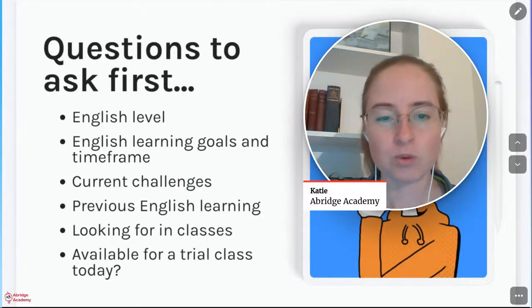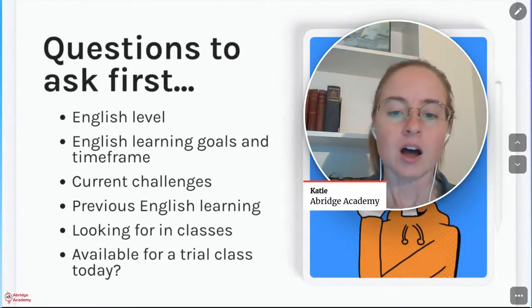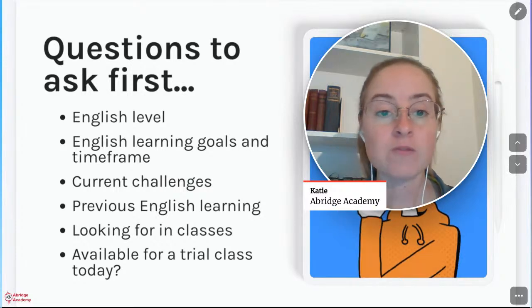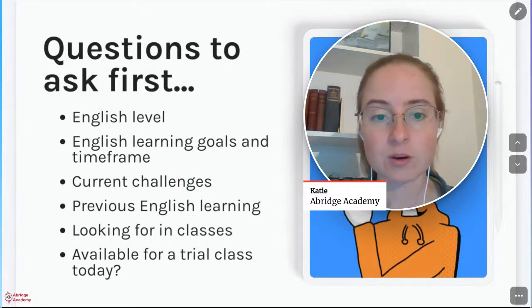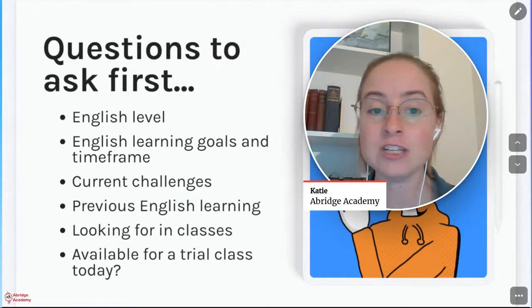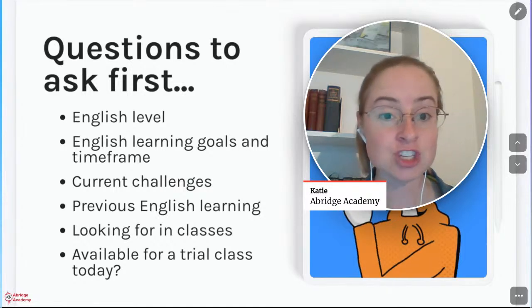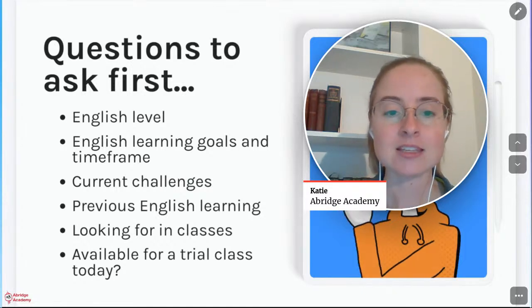Linking into that, I'll ask what they are learning at school, what age they are, what grade level they're at, that kind of thing. I also want to know about their learning goals and what time frame might be associated with those goals. We mentioned exam prep as one example. If you're teaching preparation for an exam, you need to know, has the student already registered for the exam and what date is it going to be? If they haven't registered yet, when do they want to take the exam? Is this a long-term goal?